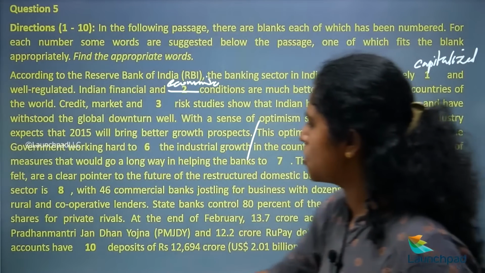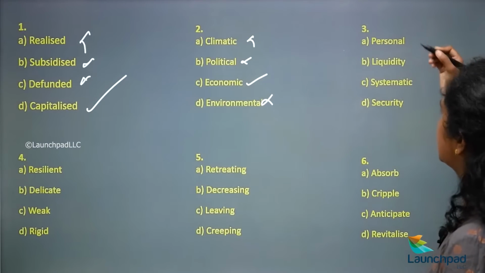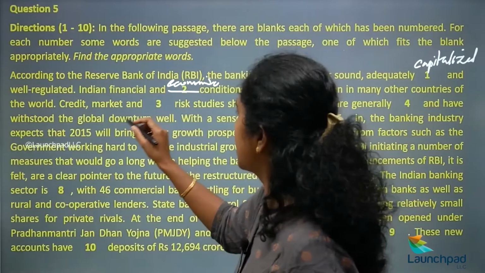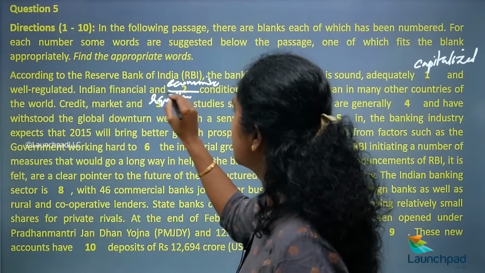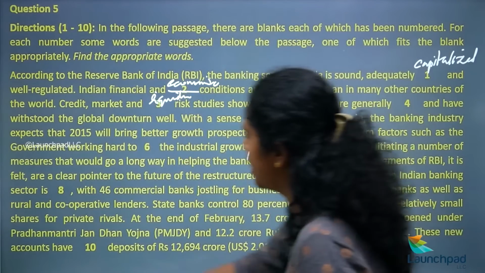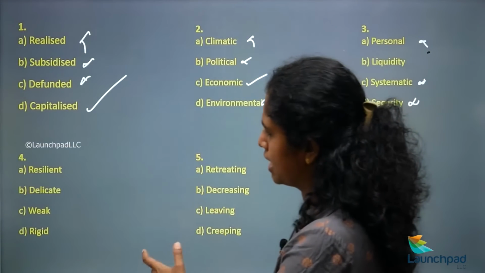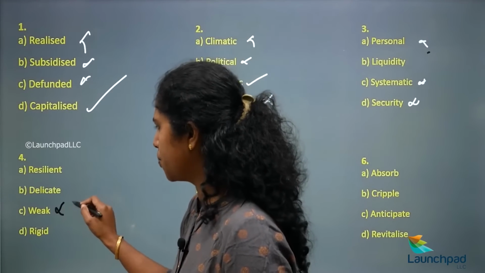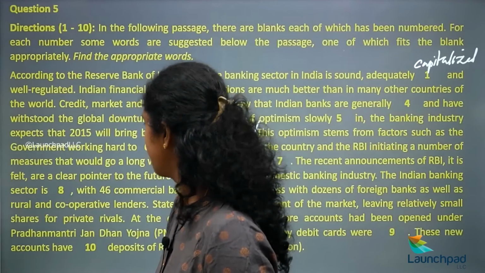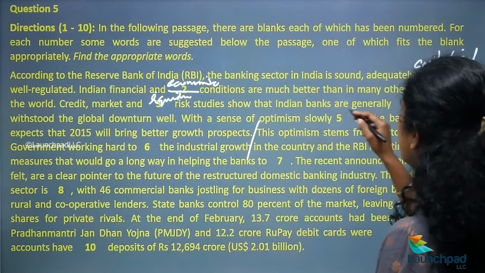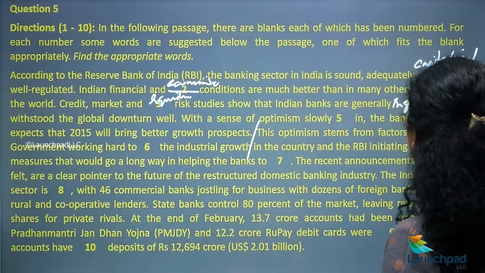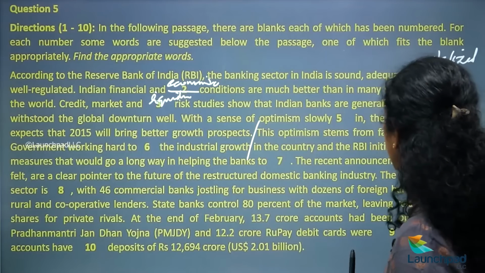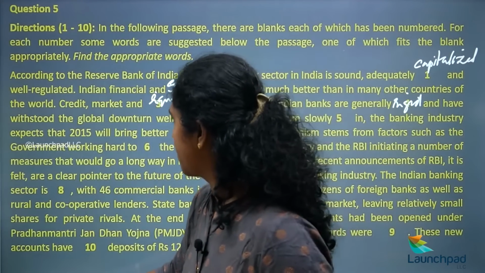Credit market and dash risk studies. What risk studies? Personal, liquidity, systematic, security. Yes, liquidity. It's about money. Capital and liquidity risk studies show that Indian banks are generally resilient, delicate, weak, and rigid. Okay, so it's not weak, it's not delicate, it is rigid. Indian banks are generally rigid and have withstood the global downturn well. So that's why it was able to withstand.